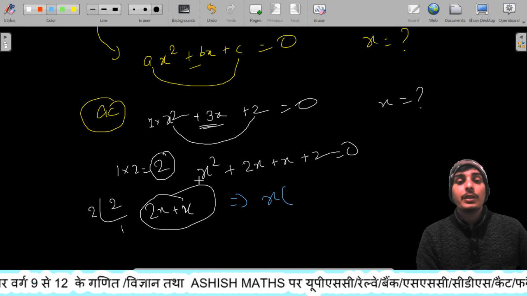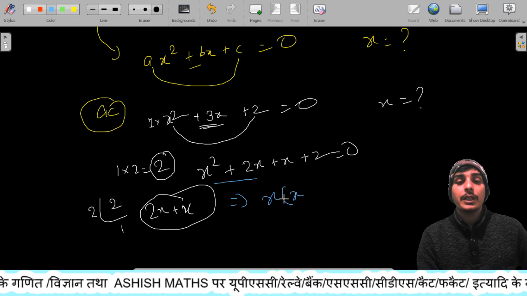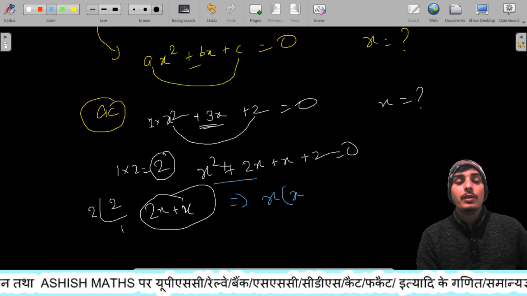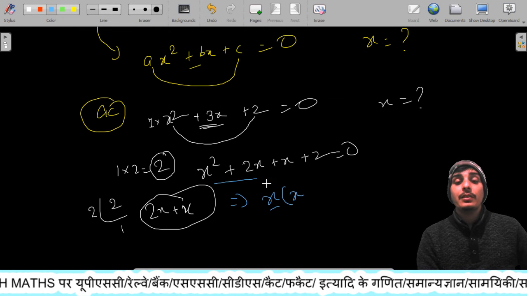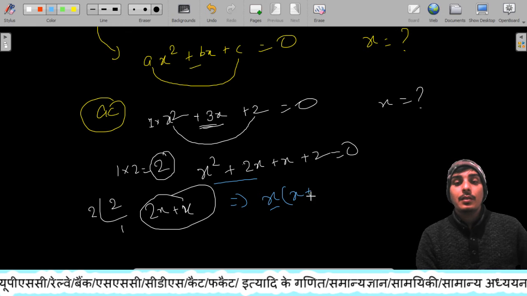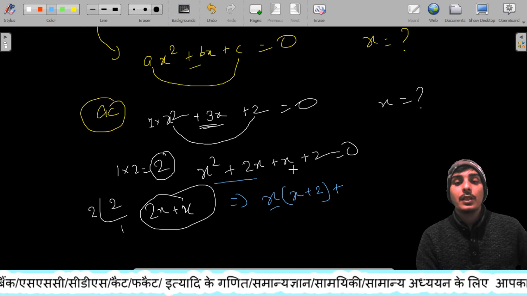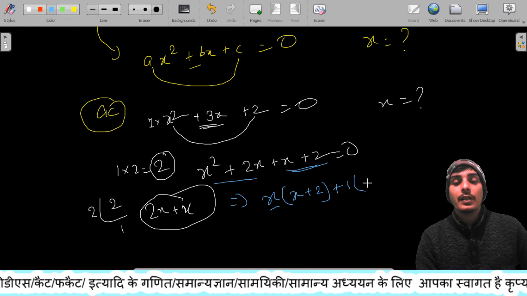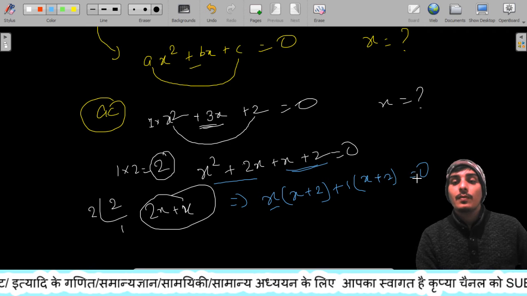If you take the common x from these two terms, you can write x square equal to x into x. So if we take 1x common, 1x remains here, and here is plus 2. In the next term there is nothing common between these two terms, so you can take 1 as the common, because every number has plus 1 as a coefficient, so you can take plus 1.